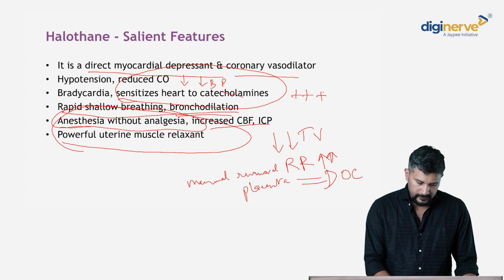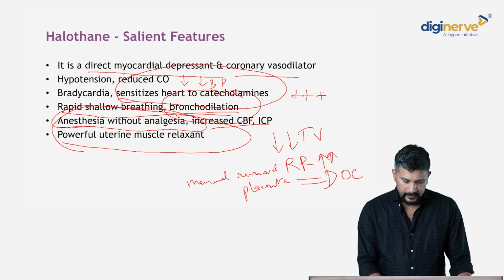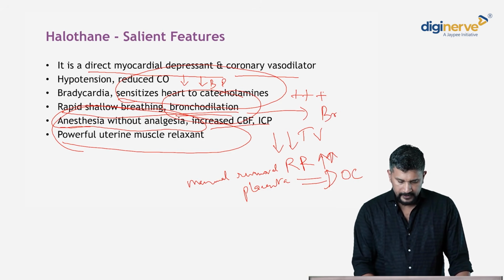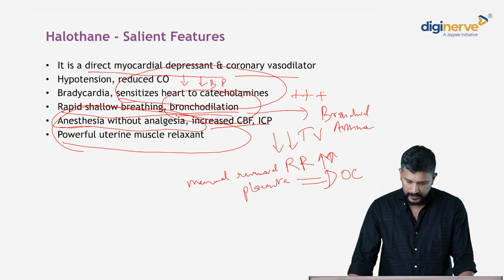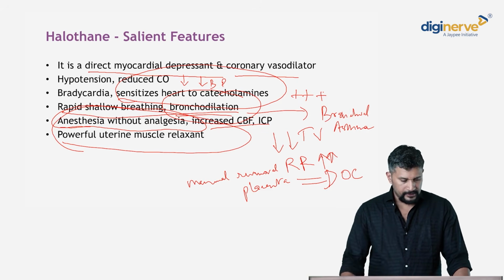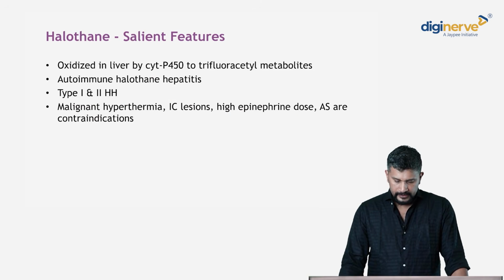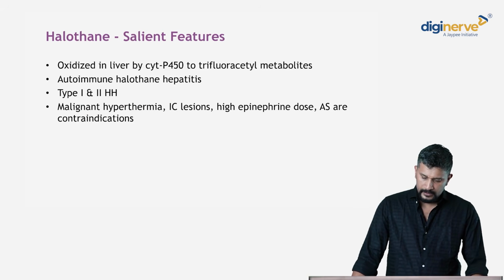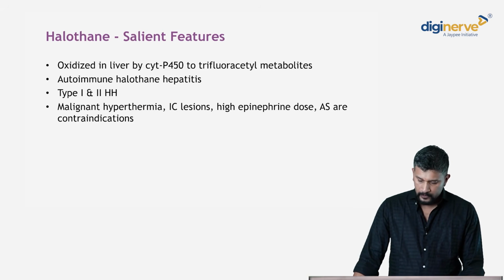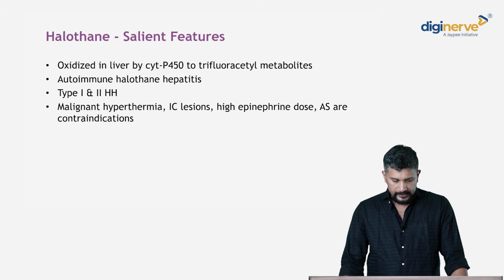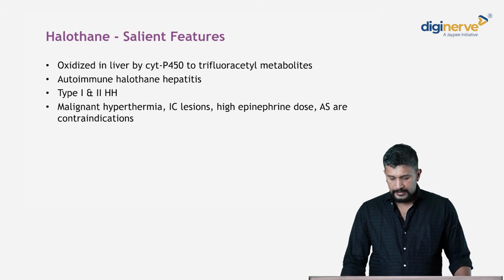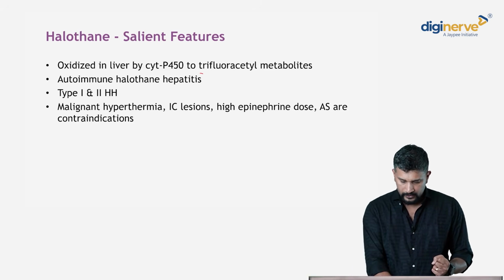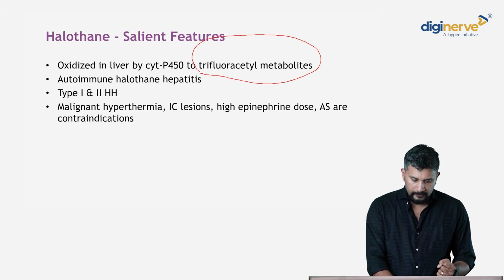Again, because of this bronchodilation on the respiratory tract, it becomes a drug of choice in asthmatic patients. So in bronchial asthma, the drug of choice for maintenance of anesthesia would be halothane. These are important things you need to remember as far as your entrance exams are concerned. Now, what happens when you administer halothane? How does it transform within the body? Your cytochrome P450 oxidizes halothane and results in the formation of trifluoroacetyl metabolites.